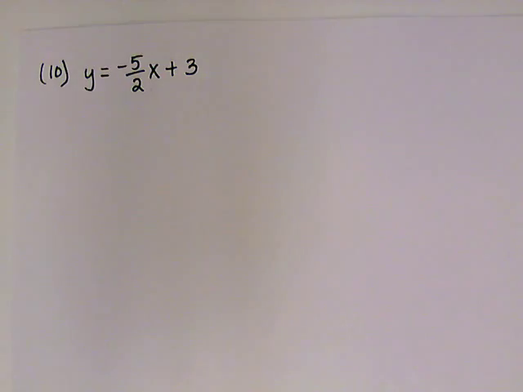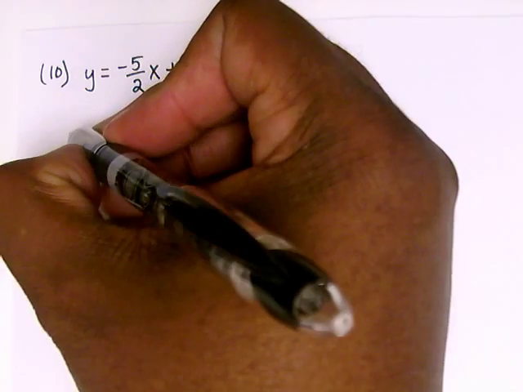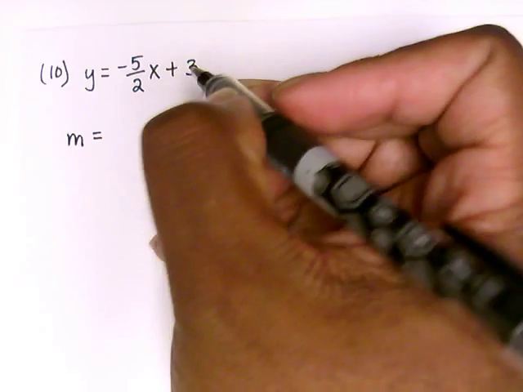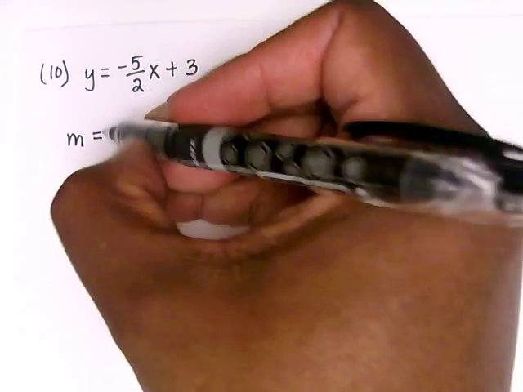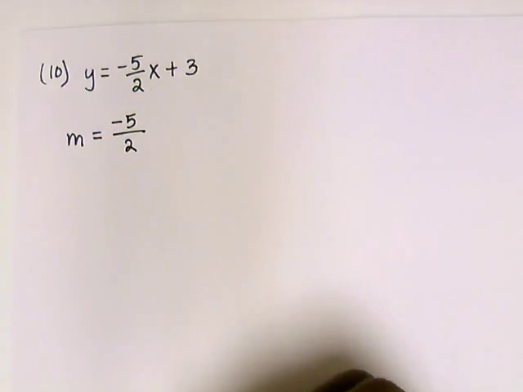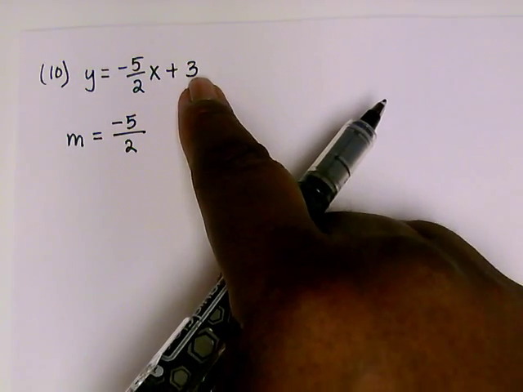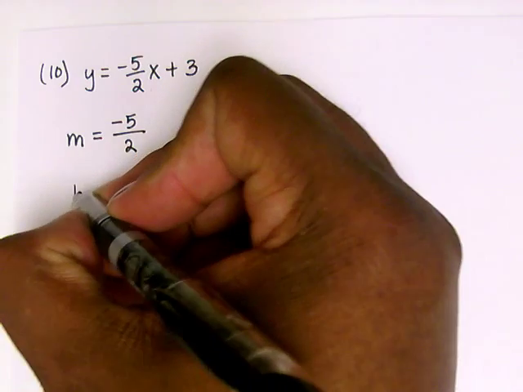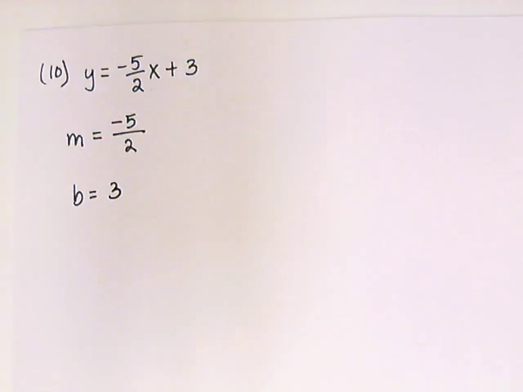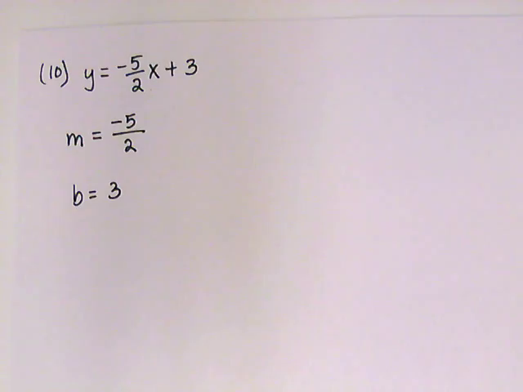Okay, so here's the equation already in slope-intercept form. So the slope will be the coefficient of your x term. In this case, that's negative 5/2. But here I'm going to make the 5 negative and the 2 positive. And then the y-intercept is the number added to or subtracted from x. That's going to be positive 3. So your slope is negative 5/2 and the y-intercept is 3.